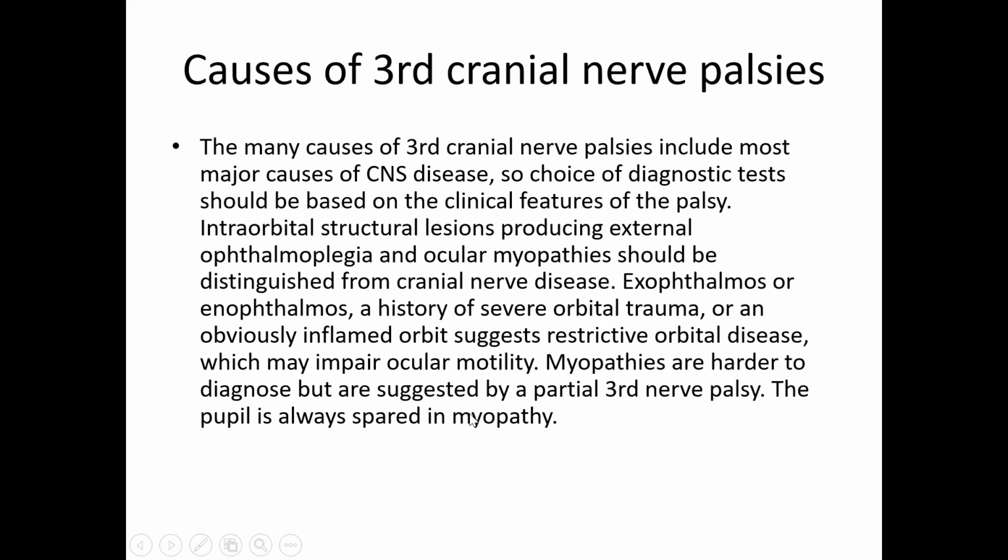Exophthalmos or anophthalmos, a history of severe orbital trauma, or an obviously inflamed orbit suggests restrictive orbital disease, which may impair ocular motility. Myopathies are usually harder to diagnose but are suggested by a partial third nerve palsy. And again, the pupil is normal in the majority of myopathies.